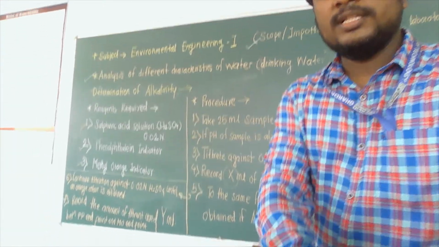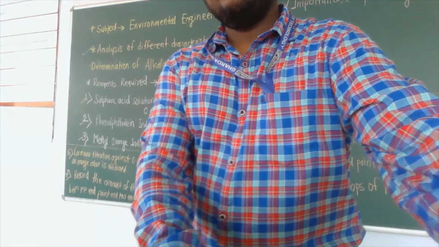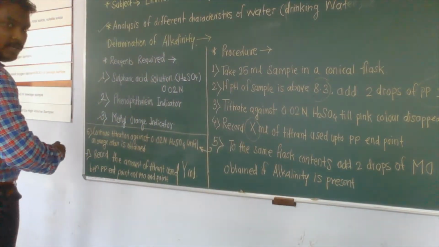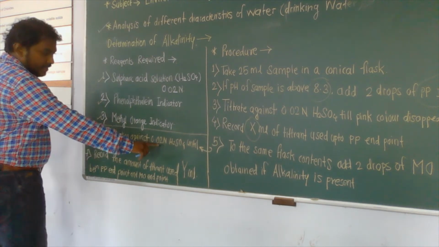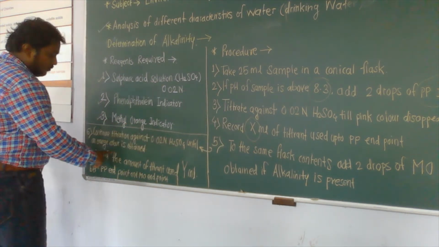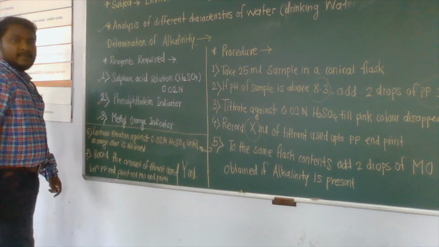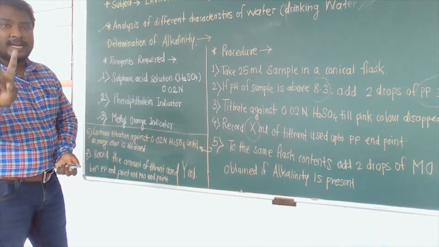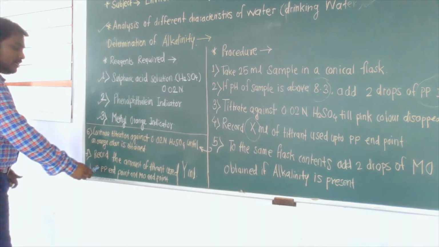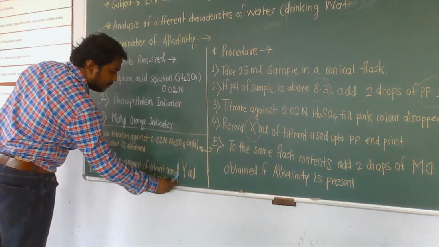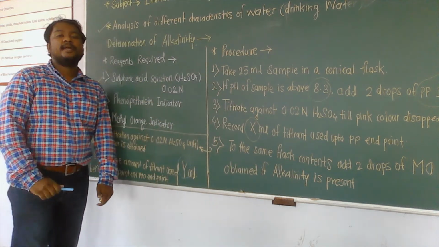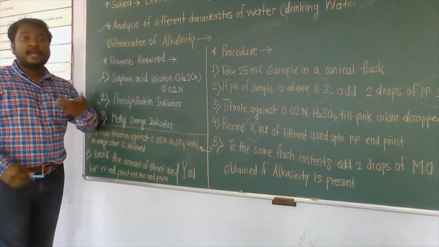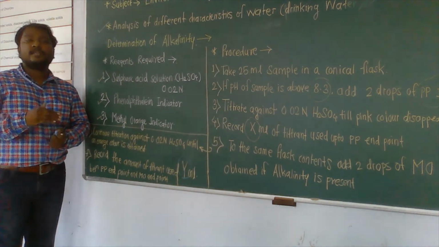Now I will focus on step number 6, and I hope that all of you are able to see it. Step number 6 is to continue the titration, again with 0.02 normal H2SO4, until orange color is developed. Orange color is the end point of the second stage of titration. And record the amount of titrant used, that is Y mL. Previously for the phenolphthalein indicator it is X, and for the methyl orange indicator the color change or end point is from yellow to orange.